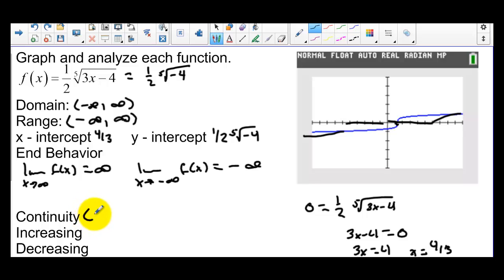The continuity is everywhere this exists. There's no discontinuity for this function, and this function increases the entire time, so negative infinity to infinity. As you go left to right, this function increases the entire time. So there's no place where this function decreases.